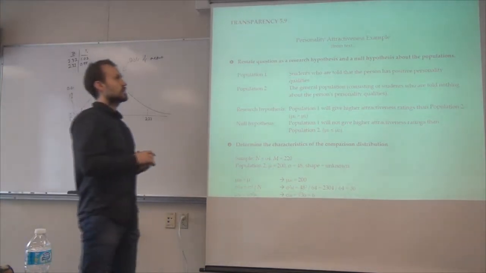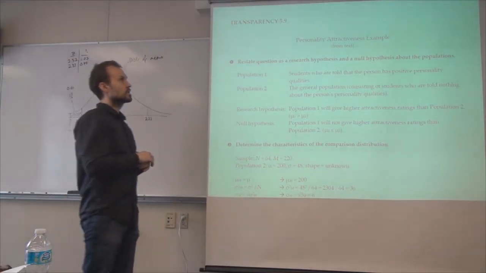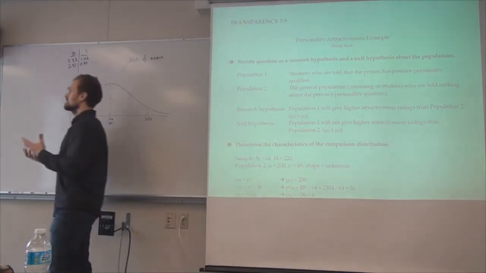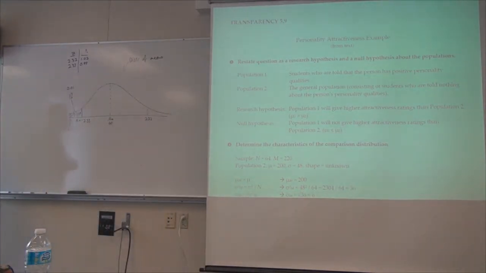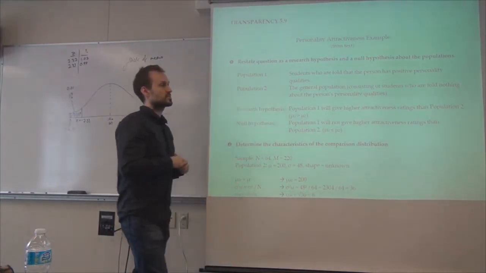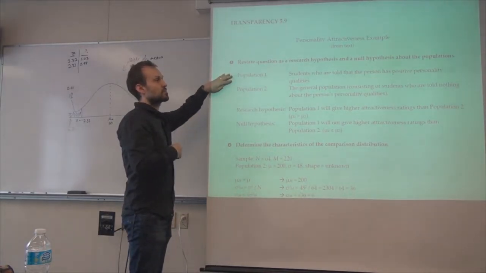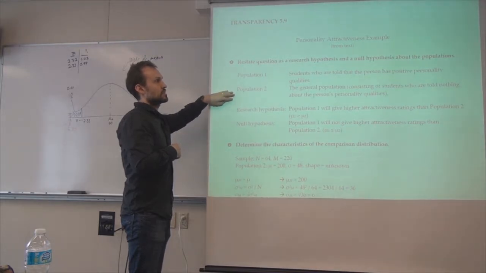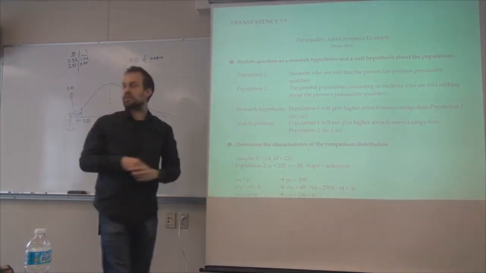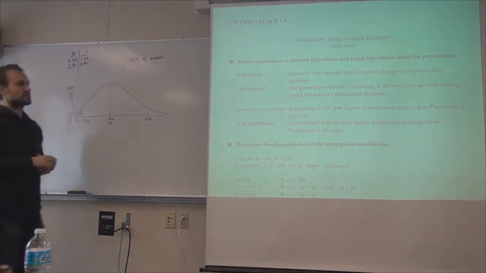where we do a study where people are told about a person in terms of their positive personality qualities, and then they meet the person and rate the person's attractiveness. So population 1 has been given information about the person before they meet the person, and population 2 has no prior knowledge of the person. And we're trying to investigate if that information changes your opinion of the person in terms of attractiveness.